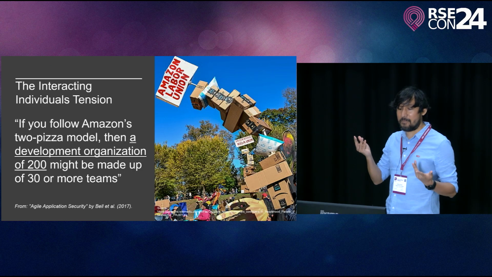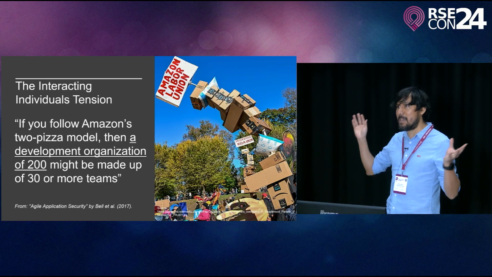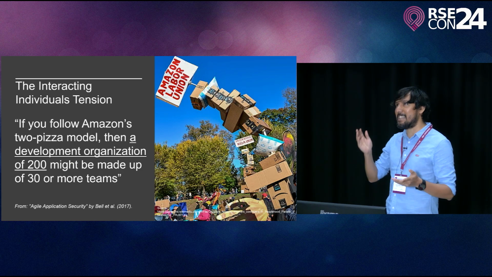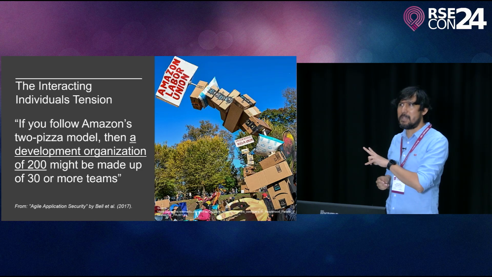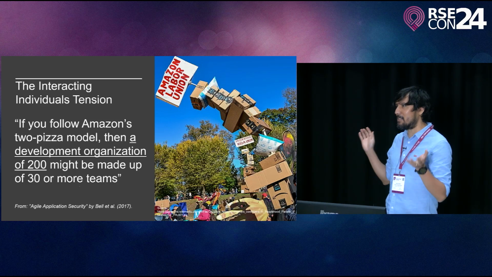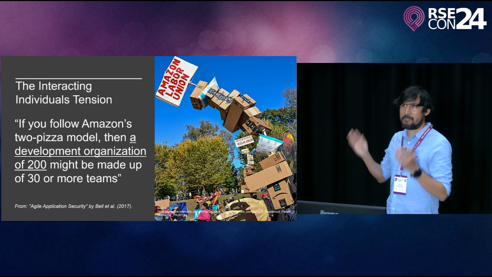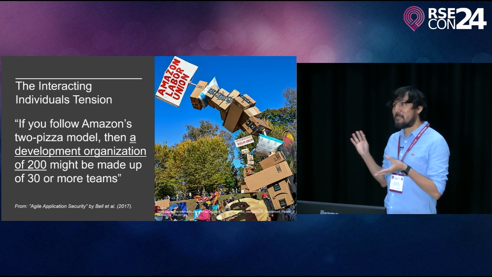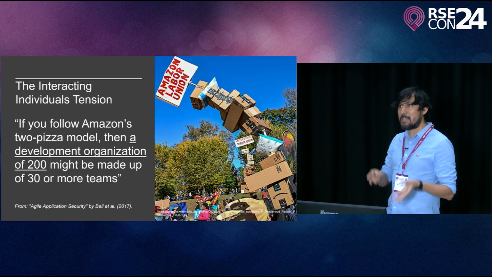So one of the solutions is, let's split them into smaller teams. They have this Amazon model that states that you should be able to feed your team with 2 pizzas. And I think in American terms, it means 5, 7 people. That's your team size. That's how they address this. We will have individuals interacting in cooperation by having smaller teams.